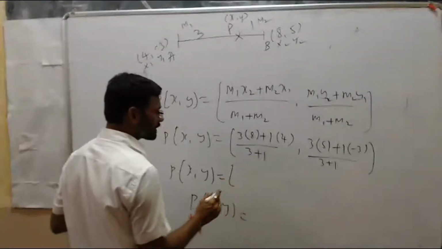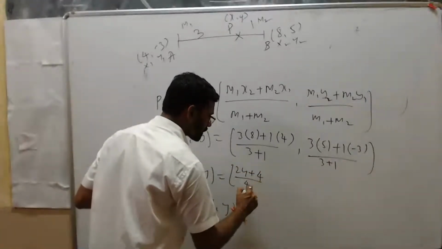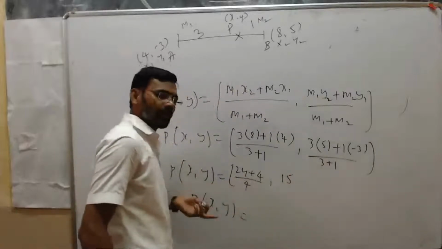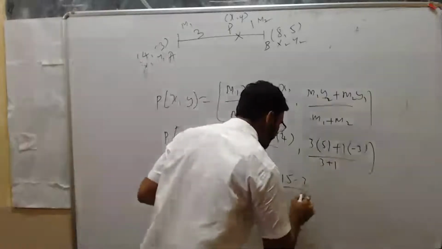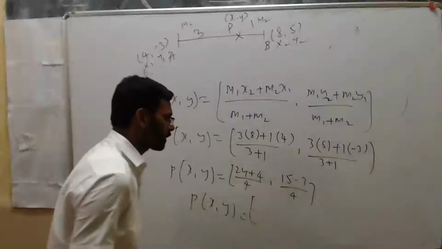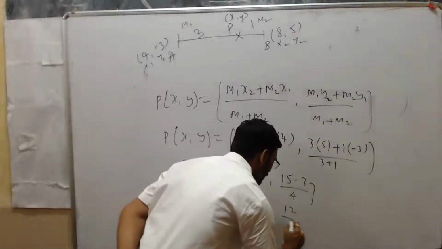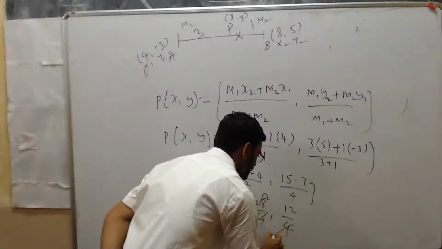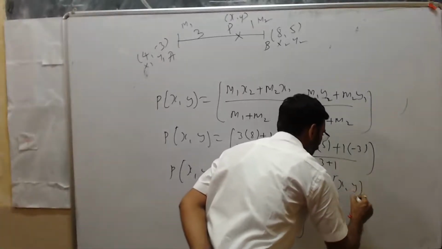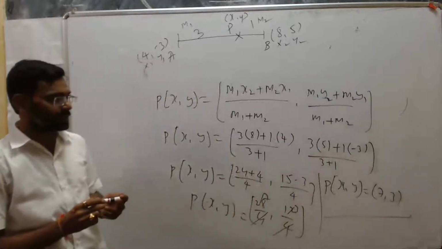Therefore, P of x comma y is equal to (8 times 3 is 24, plus 4 times 1 is 4) divided by (3 plus 1 is 4). Then 5 times 3 is 15, plus minus 3 times 1 is minus 3, divided by 3 plus 1 is 4. Then 24 plus 4 is how much? 28, divided by 4 is 7. 15 minus 3 is 12, divided by 4 is 3. Therefore, coordinates of P x comma y is 7 comma 3.